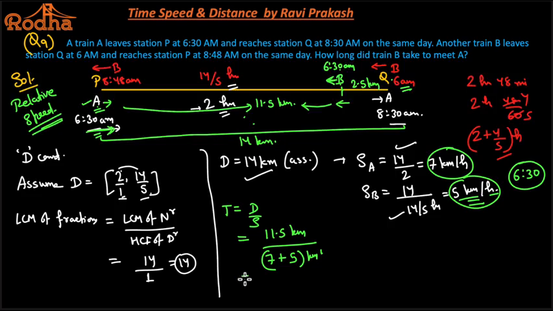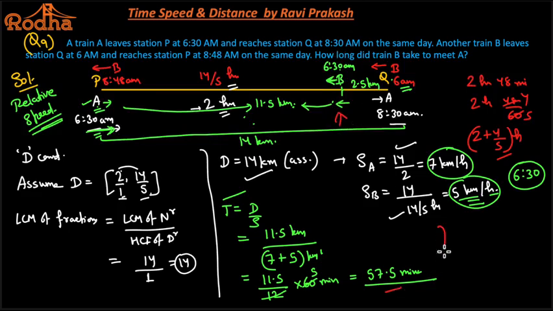So time taken will be 11.5 divided by 12, changed into minutes, that is times 60 minutes. Okay, so if I solve it, 12 and 5 will get cancelled. The answer will be 57.5 minutes. That means this is when both trains will meet. So after 6:30 we applied this reduced speed, no? After 6:30 a.m., 57.5 minutes more. So 6:30 plus 57.5 minutes.